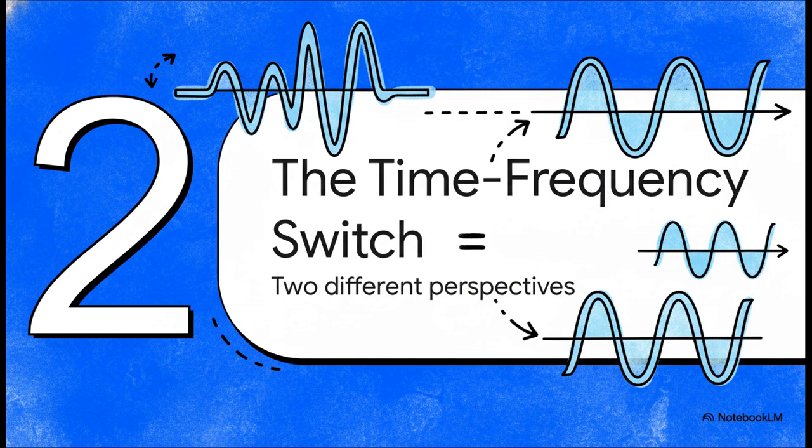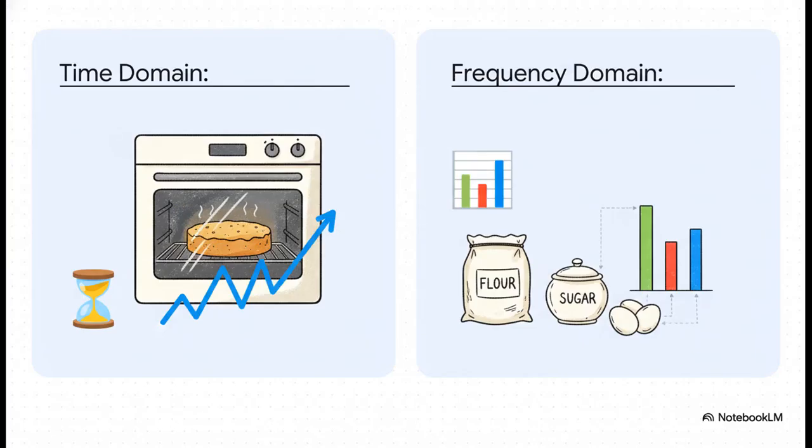This whole idea of a final dish versus an ingredient list, it actually represents two completely different ways of looking at the exact same information. It's a concept that engineers and physicists call the time-frequency switch. And this analogy just nails it. The time domain is what we experience directly, right? It's the music unfolding second by second. It's like watching a cake bake, seeing it rise and brown over 30 minutes, moment by moment.